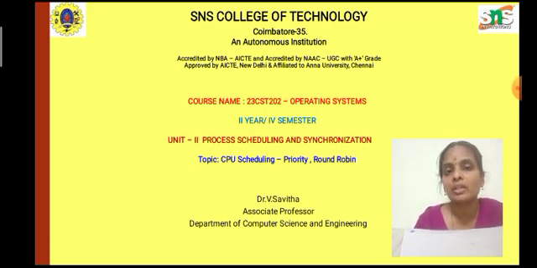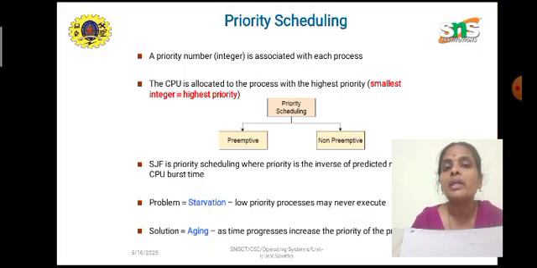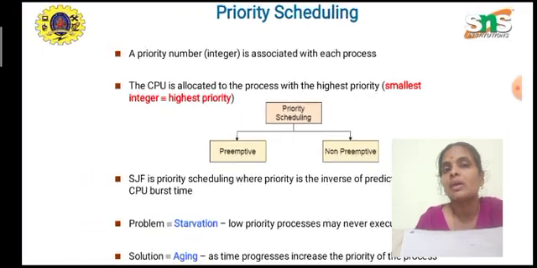Coming to priority scheduling, a priority number is assigned to each and every process. This number ranges from the smallest number to the largest number. Wherever the smallest number is given, that means that process has the highest priority, so that particular process has to be executed immediately. So that has the utmost priority, though we have several processes waiting in the ready queue.